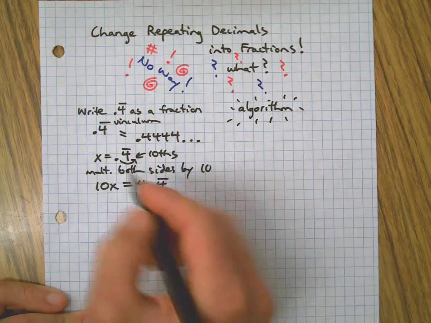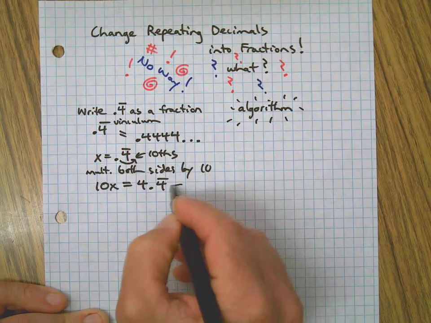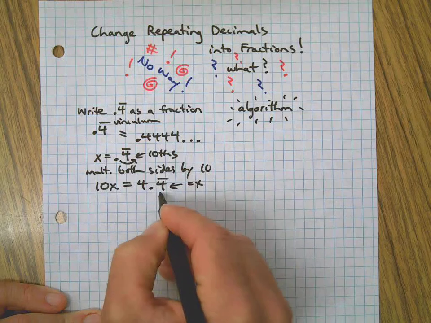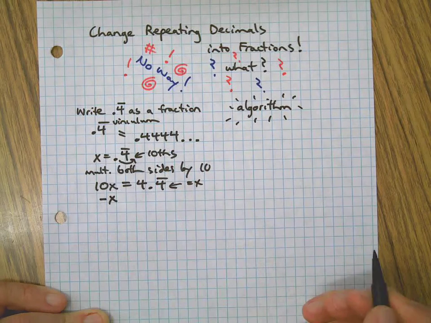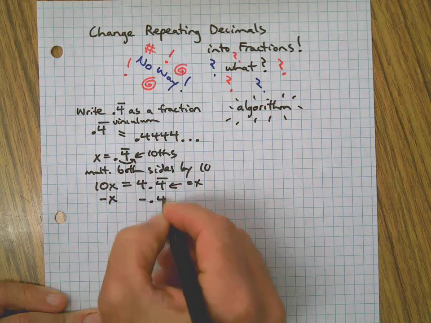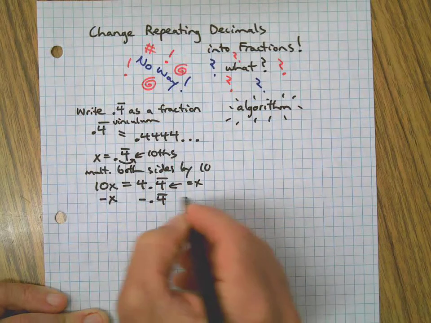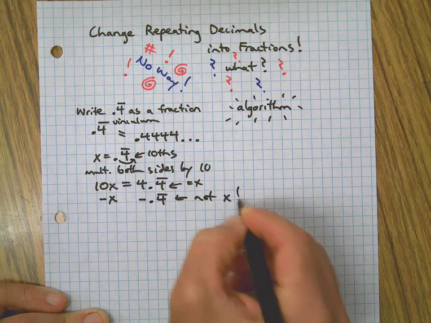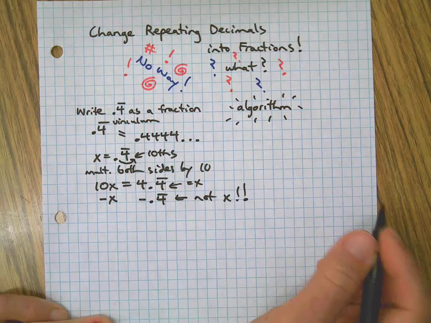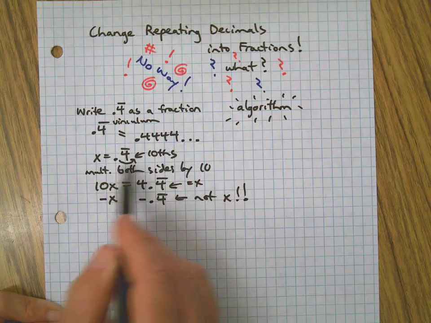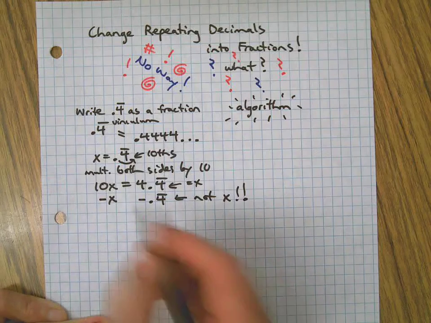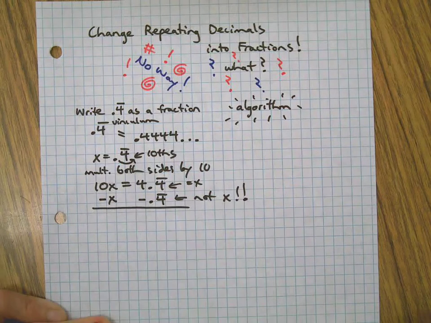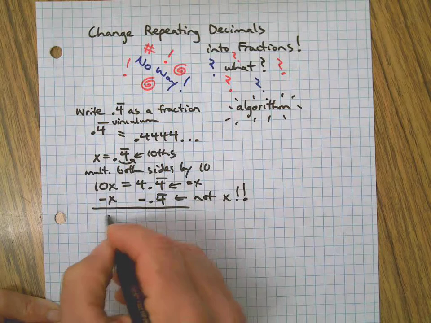Now, since we know that x is equal to this piece of the equation, and I want to get rid of that so I can understand what's going on here, I'm going to take away x from both sides. And you might say, wait, that's not an x. That's not x, Mr. Whitcher. It is, because since x and the repeating 4 are equal, if I take those two things away from each side, I'm effectively taking away x from both sides, keeping the equation balanced.